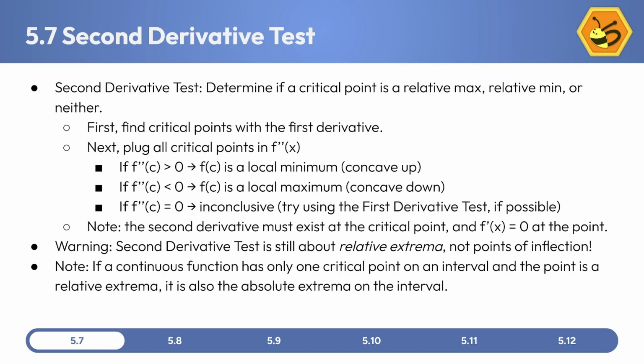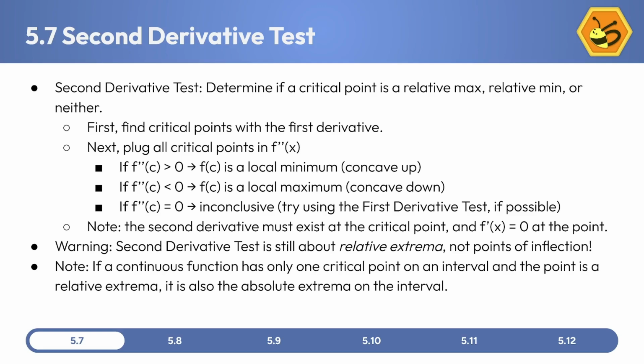We have to either use the first derivative test or some other means of finding our relative extrema. Okay, and then some words of caution. The second derivative test is not about points of inflection. Even though it's a second derivative, it's still about relative extrema, so please keep that in mind. I know from experience, I've seen many people try to find points of inflection and cite the second derivative test. That's not true.